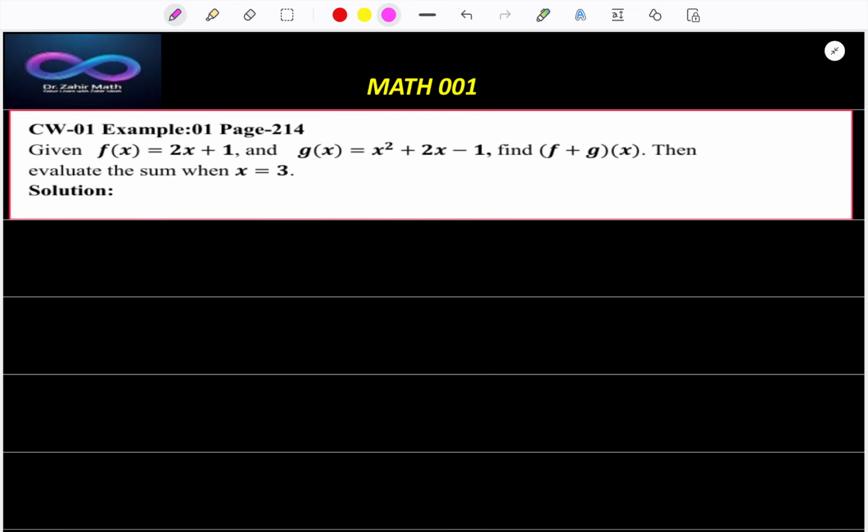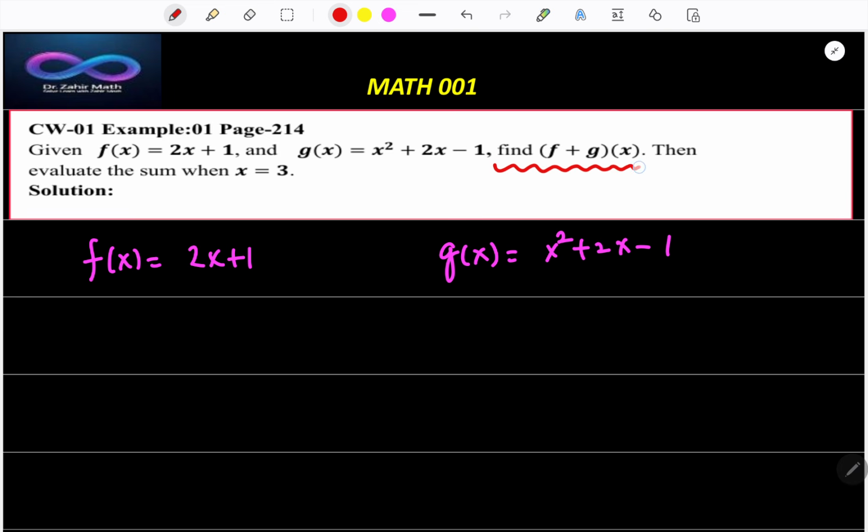Given f of x is equal to 2x plus 1. And g of x is given as x square plus 2x minus 1. Find f plus g of x. So what are they asking? They are asking f plus g of x. After finding f plus g, then evaluate the sum. Sum means plus. When x is equal to 3. So we are going to calculate first f of x plus g of x.